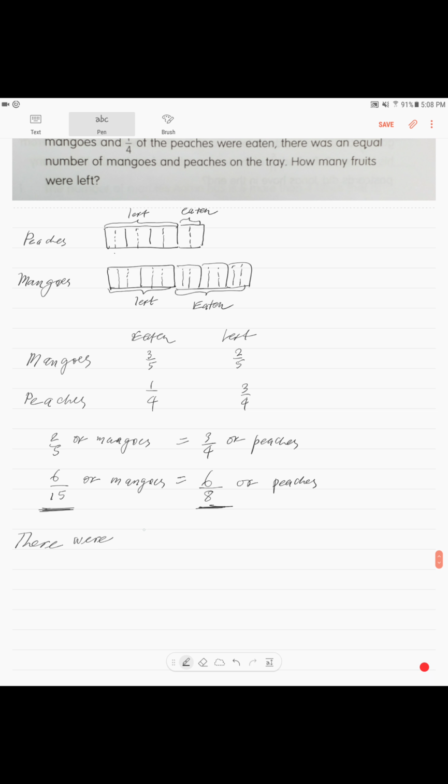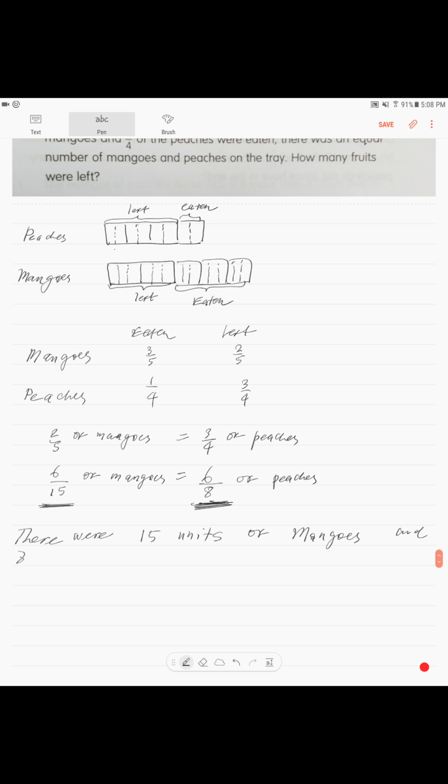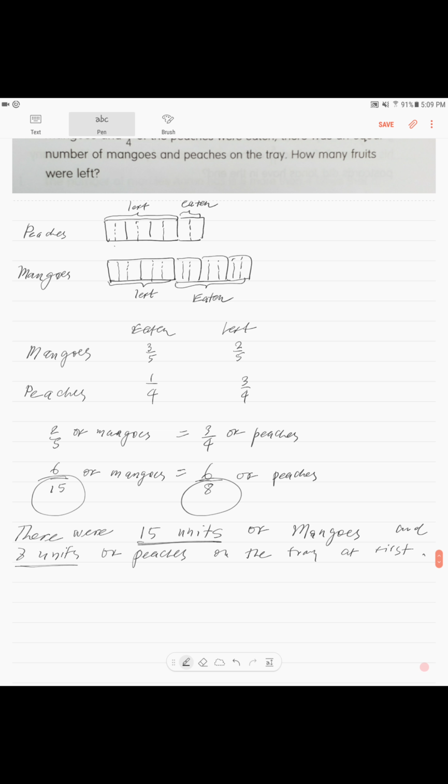There were 15 units at first, 15 units of mangoes. And how much? 8 units. 8 units of peaches on the tray at first. That's it. We have our 15, we have our 8, 15 and 8 units before.